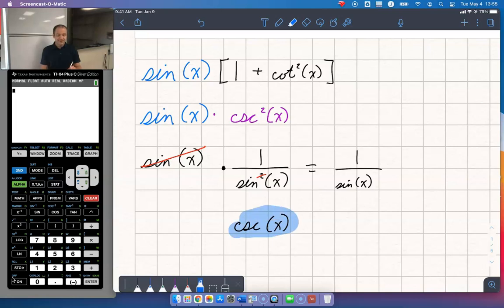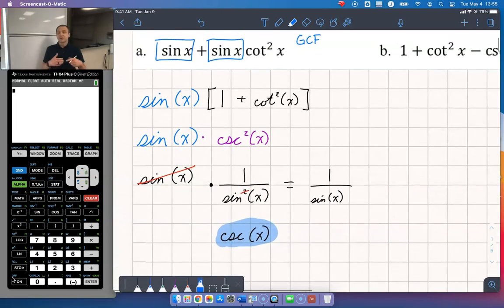Now that is your final answer. So this whole thing turns into cosecant of x. So we applied GCF, we applied Pythagorean identity, we also applied a reciprocal, and we simplified. So keep those techniques in mind.